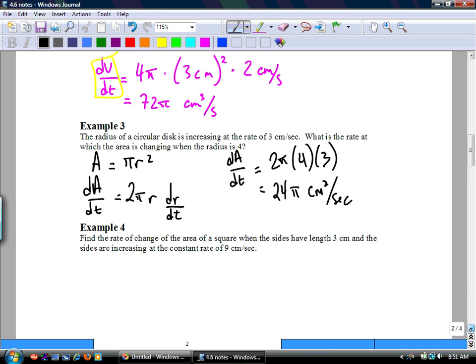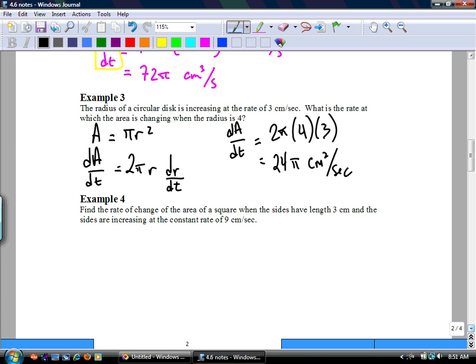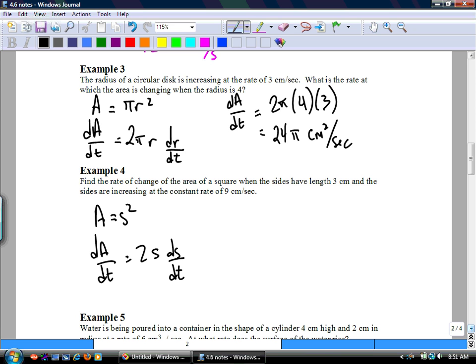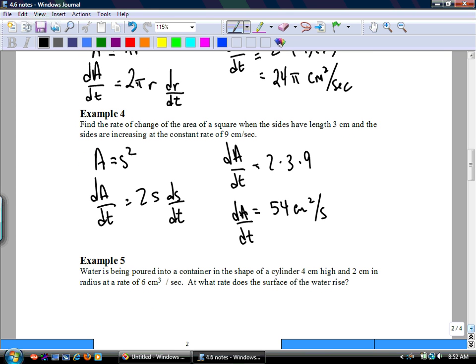Do we want to do this one? Put in 9 for ds/dt, put 3 in for s. 2 times 3 times 9. 6 times 9, 54 centimeters squared per second. Okay. Starting to become more interesting.